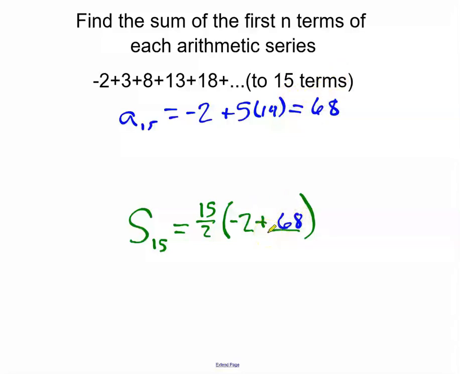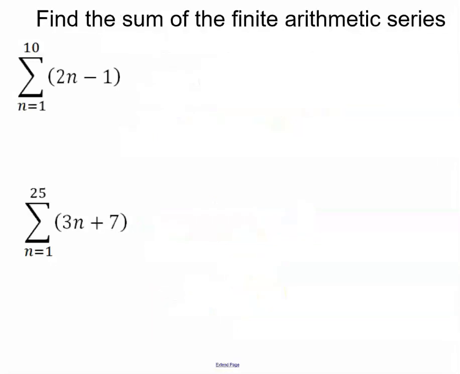Now we can find the sum of the first 15 terms. So 15 divided by 2 is 7.5. -2 plus 68 is 66. So now we just need to take 7.5 times 66. Sorry, trying to get my calculator out. And we get 495.